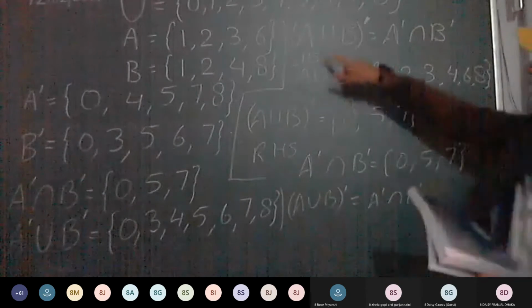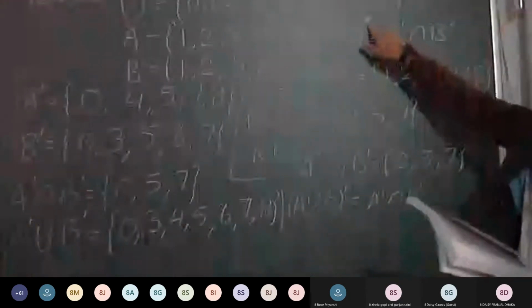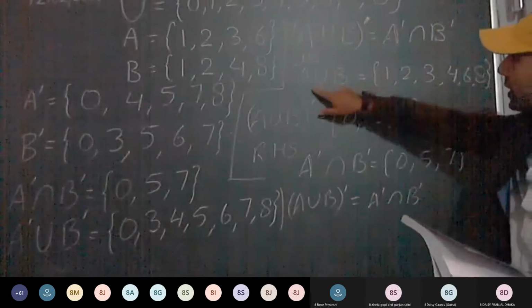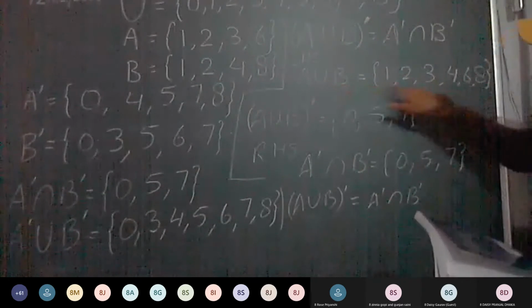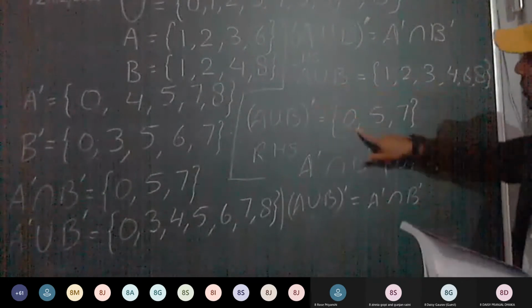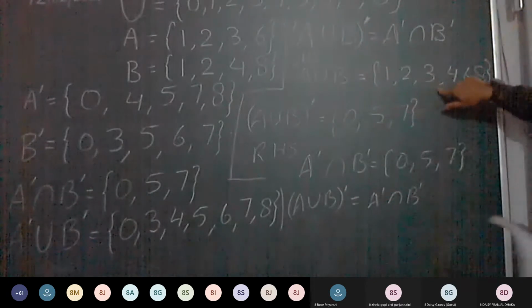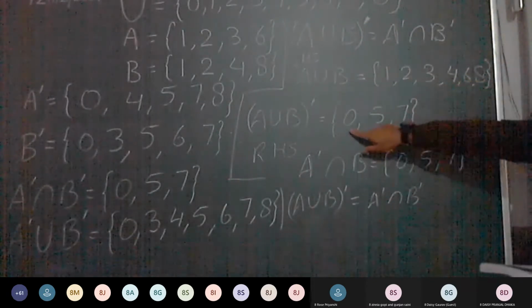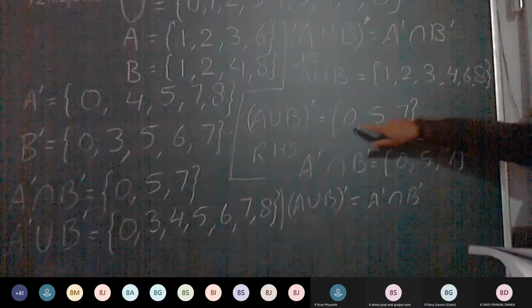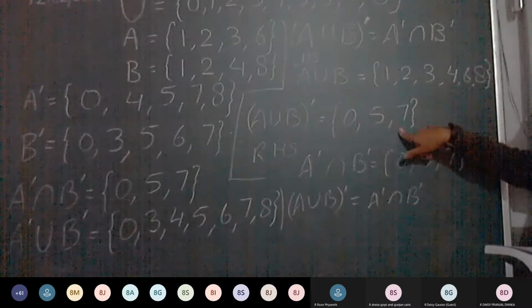So what we did: we have to calculate A union B, the whole dash. So first we calculated A union B. Then we took its complement. So from the universal set, we removed the elements of A union B. And the answer is 0, 5, 7.